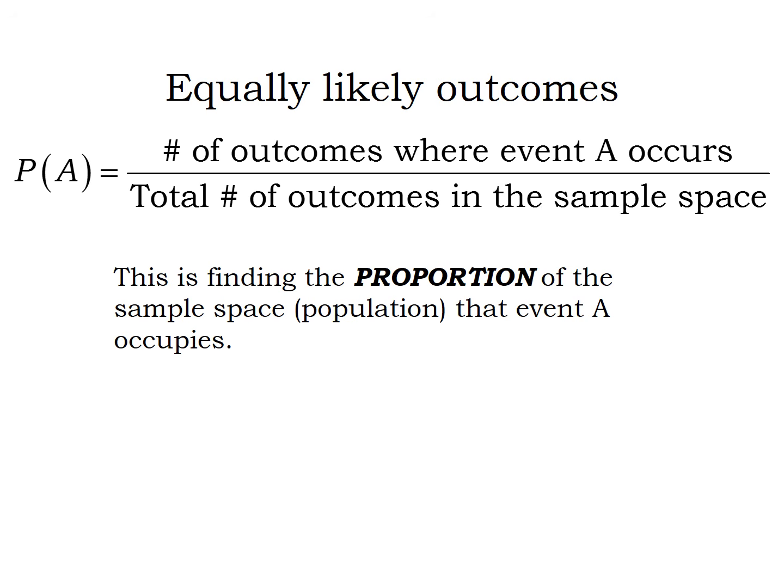Okay, so what we're really doing here is simply finding what proportion of the population or sample space the event occupies. Right? And so if we multiply proportions by 100, we get percentages again. So if something occupies 40% of the population, then it has a 0.4 probability of happening.